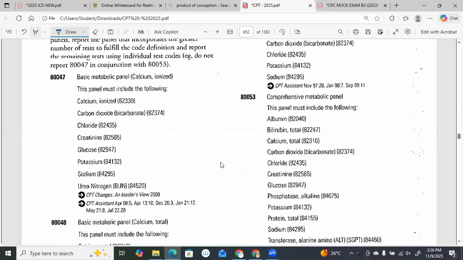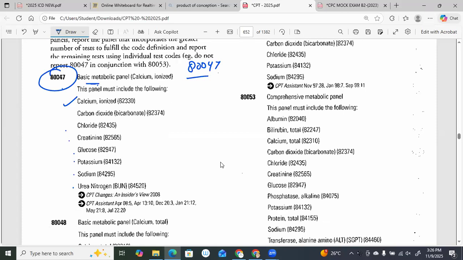So let's say there is a case and the doctor advised to go for the basic metabolic panel. You are going to bill 80047 for the basic metabolic panel if the patient's calcium ionized, carbon dioxide, chloride, creatinine, glucose, potassium, sodium, and BUN are all reviewed. Then what you are going to do? You are going to bill 80047.